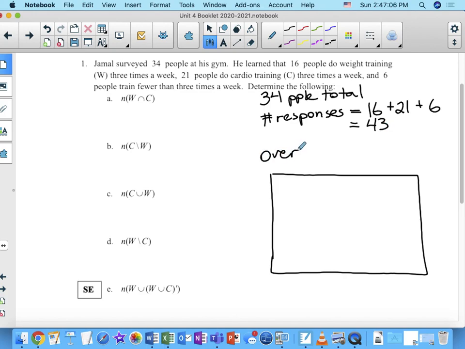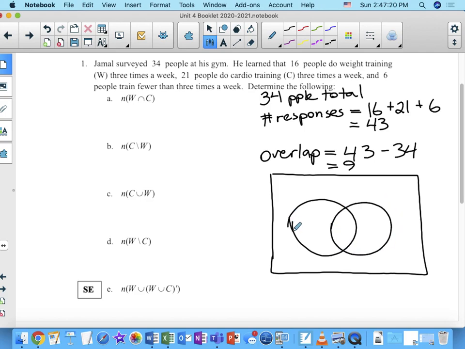So our overlap here is the difference, 43 minus 34, and that's 9, I believe. Okay, so if we're going to make our Venn diagram here, there is going to be some overlap. We've got our weight training bubble and our cardio bubble, right? We may as well put in the people who do neither, or fewer than, maybe they don't do neither. They train fewer than 3 times a week. So that's 6. If they're at the gym, they're probably doing something. And then 9 people go into the overlap.